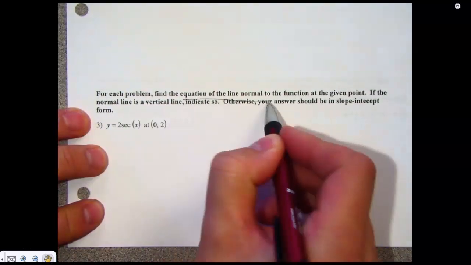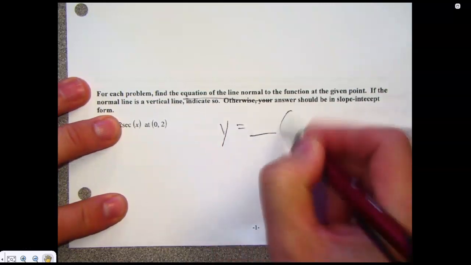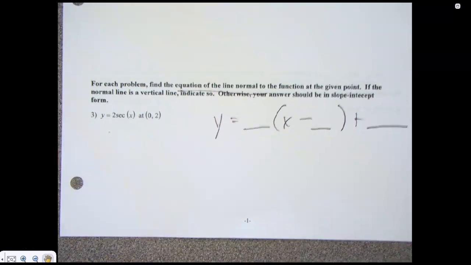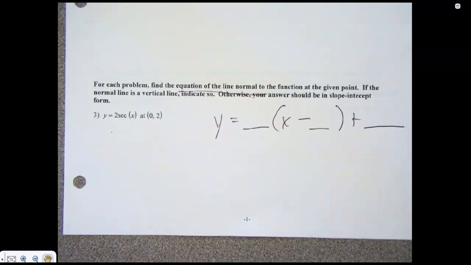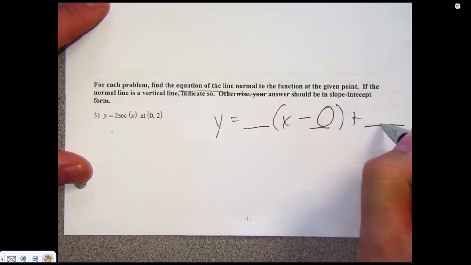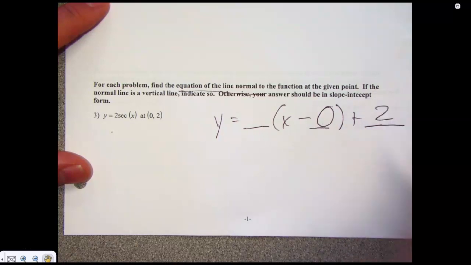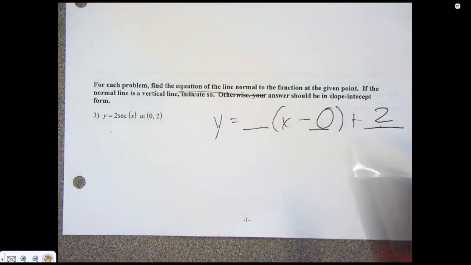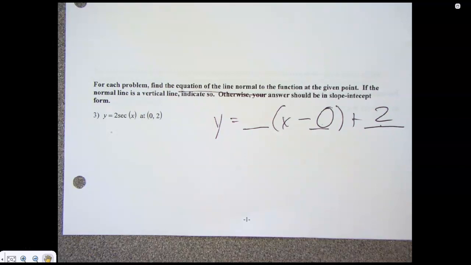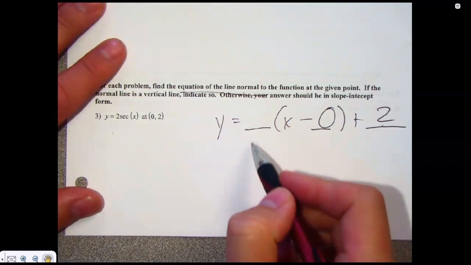So find the equation of the line normal. As soon as I see find the equation of the line, I'm bringing this to the party. And then what goes here? X value, which in this case is 0. What goes here? Y value, which in this case is 2. If they didn't give you the Y value, how would you find the Y value? Don't say the word it. Plug the X value into the original. Yes, good. And then what goes here is your slope, right?